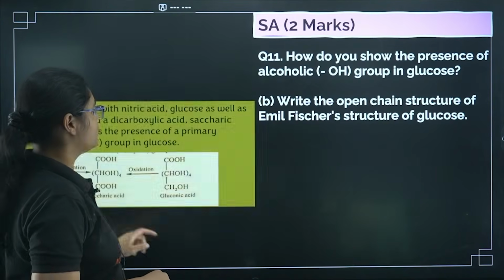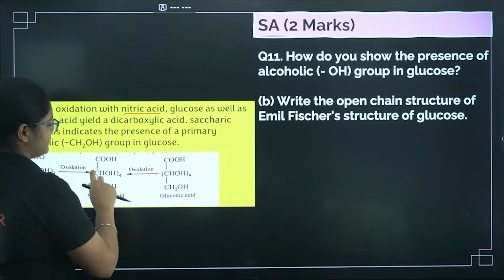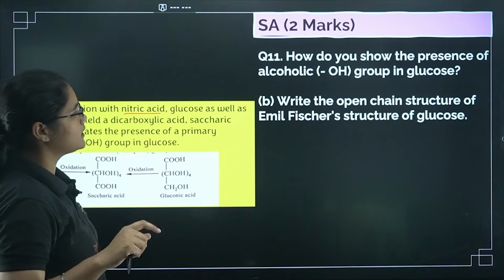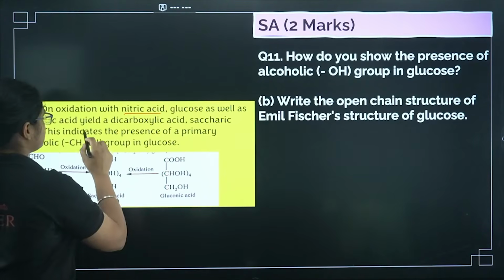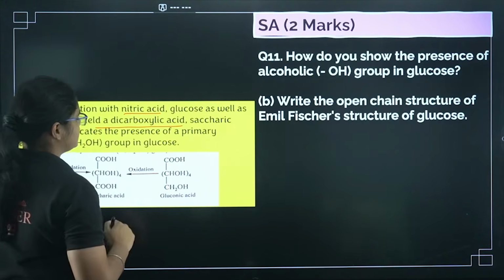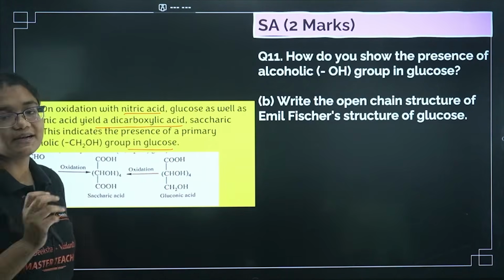Okay. Next, how do you show the presence of an alcoholic group in glucose? Okay, so how do we show that? For that, on oxidation with nitric acid, you have to show that there is a presence of a primary OH group. Okay, glucose as well as gluconic acid yield a dicarboxylic acid, and this indicates that there is a primary OH group present in the molecule.